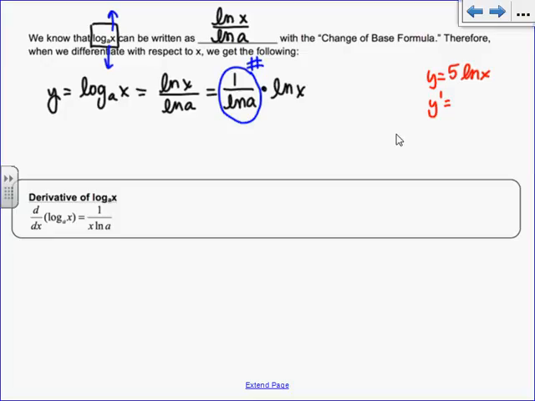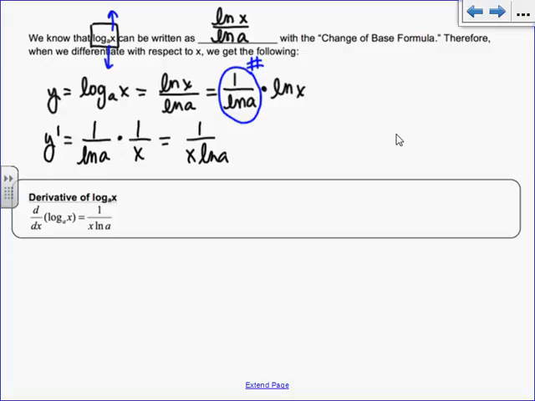So what's the derivative of this? Y prime is going to be 1 over natural log of a times 1 over x, so it's 1 over x natural log of a. All right, so it's 1 over x natural log of a. So the reason that we get this is because of the change of base formula. So you can think through the change of base formula, or you can memorize this.